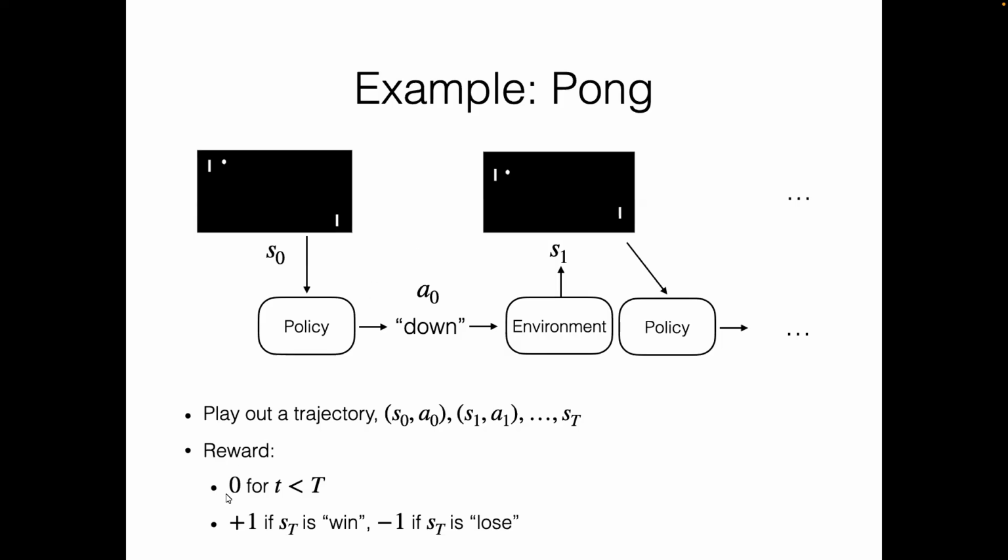And then your reward function could be 0 maybe for all of these intermediate states. And then at the end, you can see whether the agent won or whether it lost and give it a +1 or a -1. Okay, so that's a concrete example of the kind of MDP in this Pong setting.